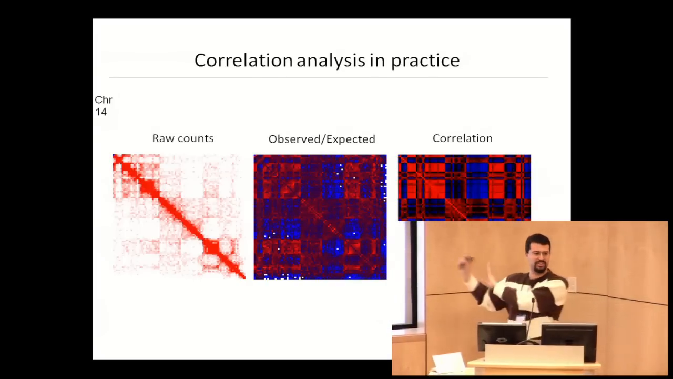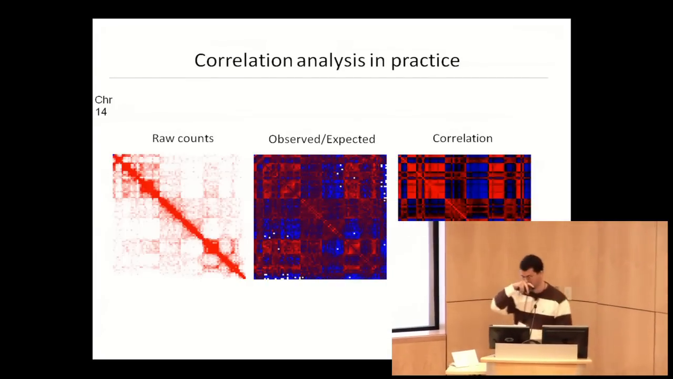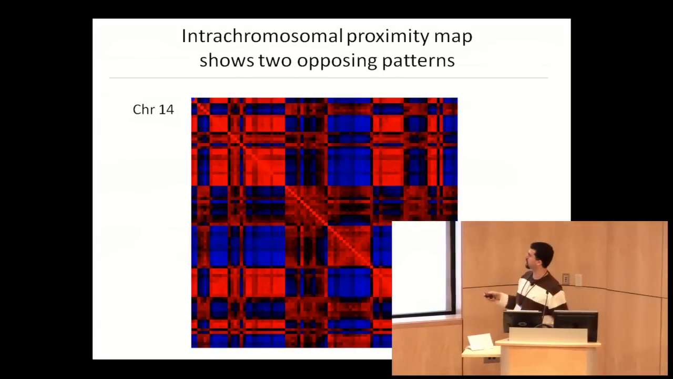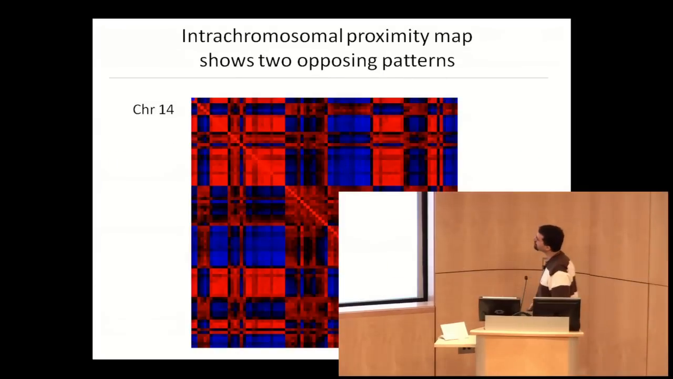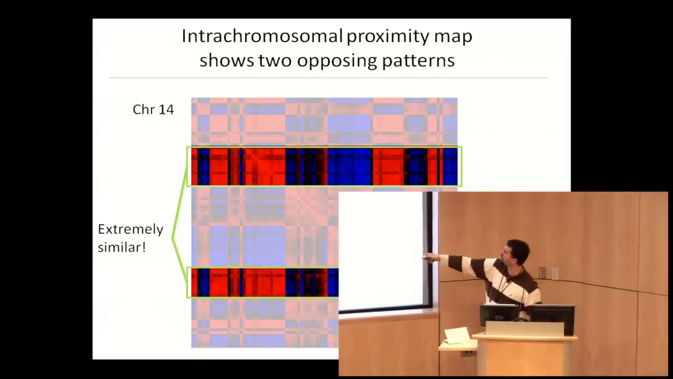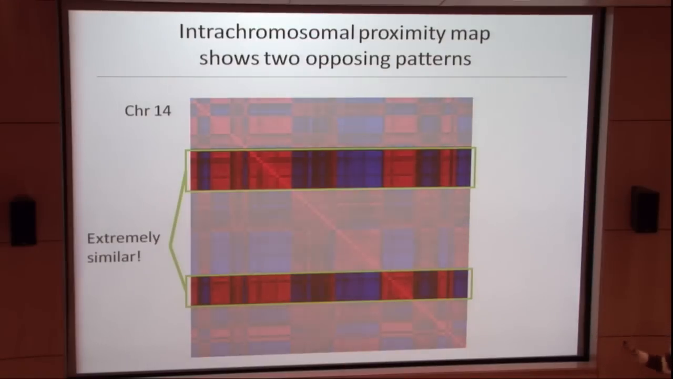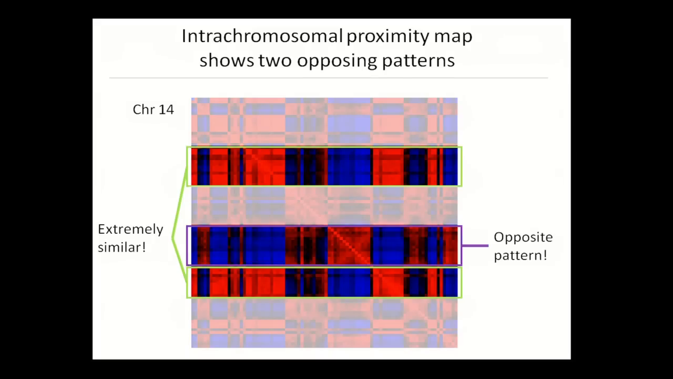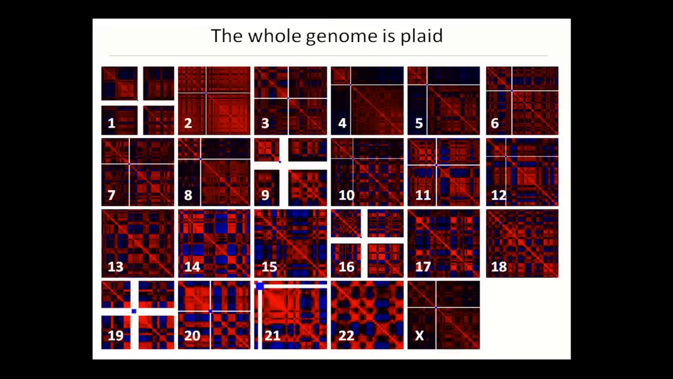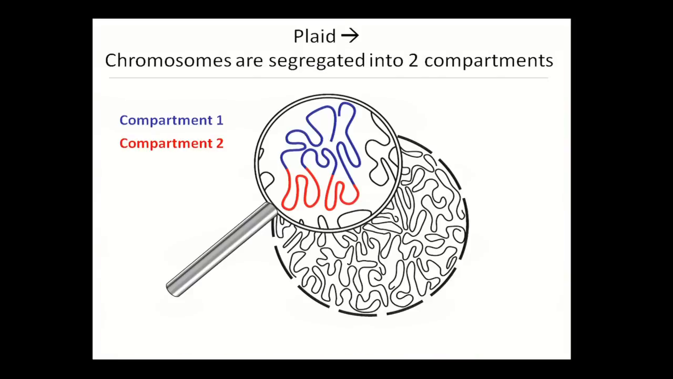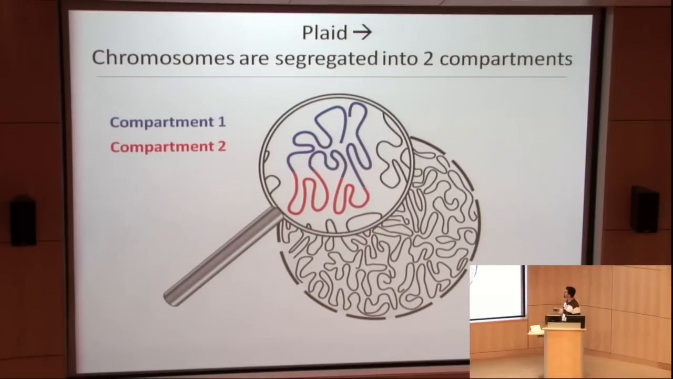I don't know if this is third-generation sequencing. It's going to be many more generations of sequencing before you can kill this kind of problem data-wise. There are some features. You can see these opposing patterns. As I said, the patterns suggest spatial neighborhoods. And the fact that you've got two opposing patterns, and you see that genome-wide, suggests that chromosomes are segregated into two compartments. That's cool.